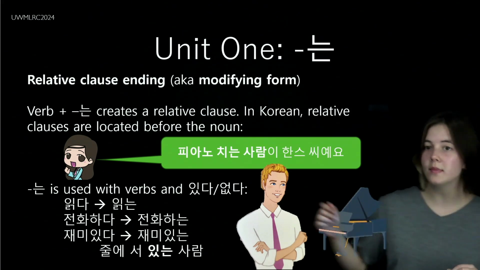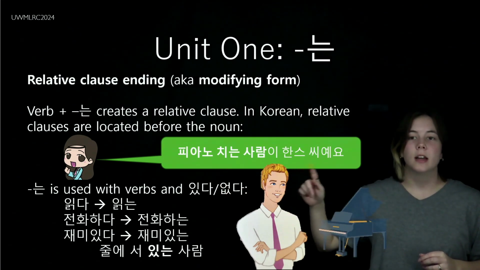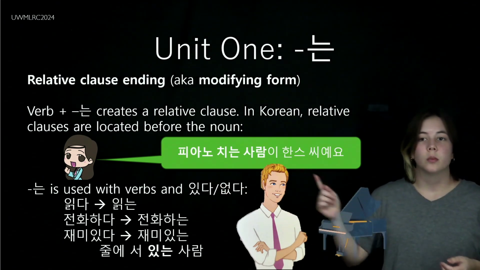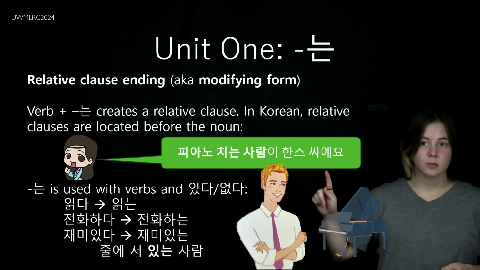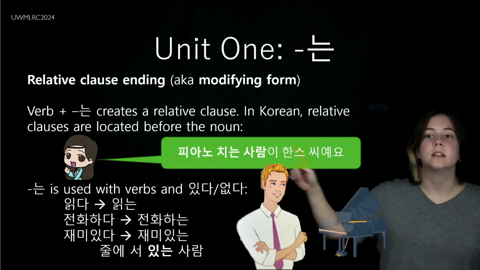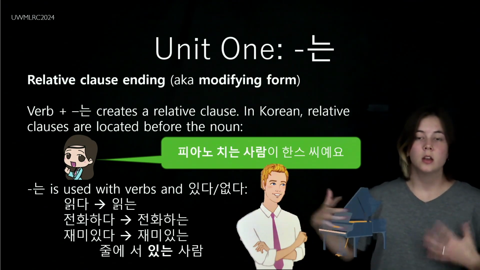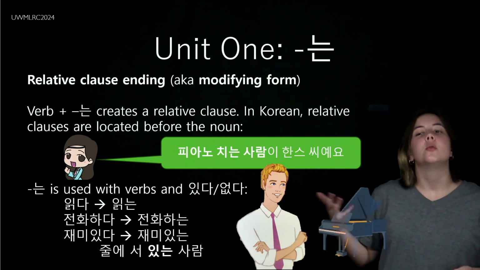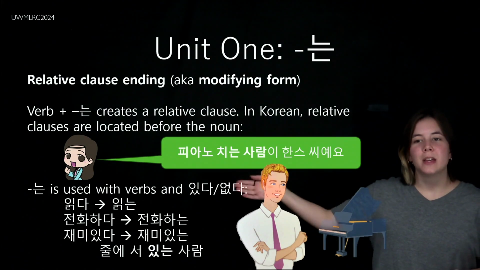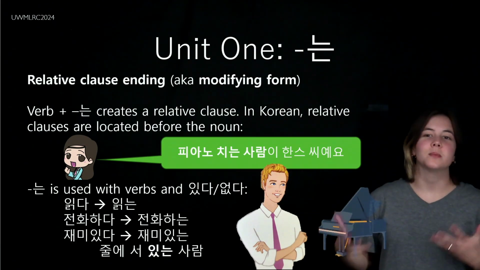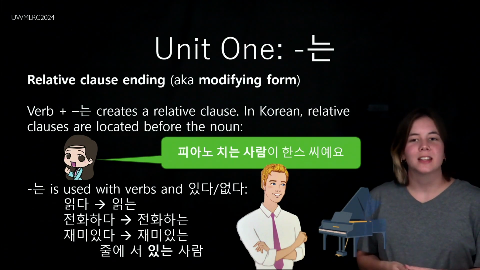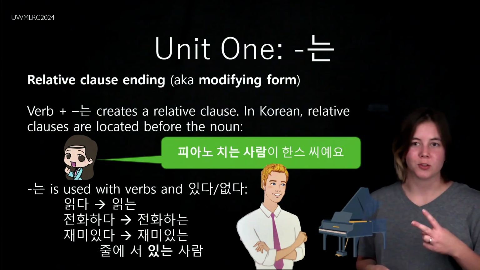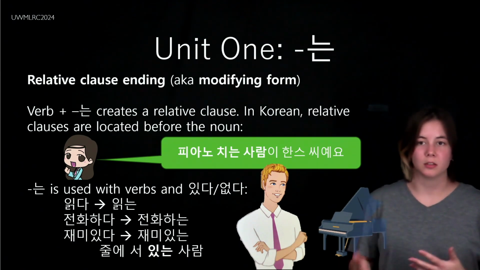So, 피아노 치는 사람이 한스 씨예요. The person who plays piano is Hans. Or you could translate it as Hans is the person that plays piano. Both of those are okay. You could say the piano playing person is Hans, but I would think that's not the best way to say it. I think the first two ways are more natural, and you would think of those first.